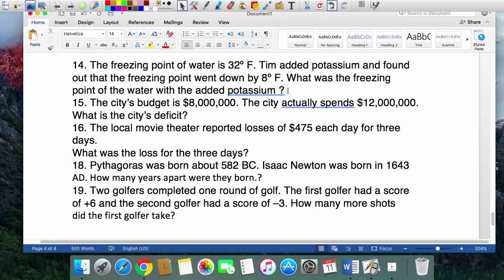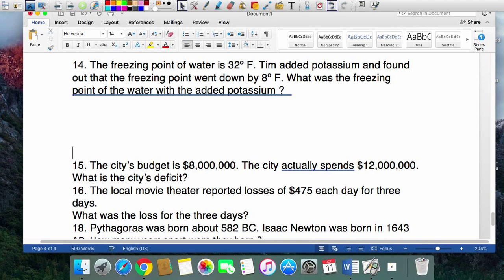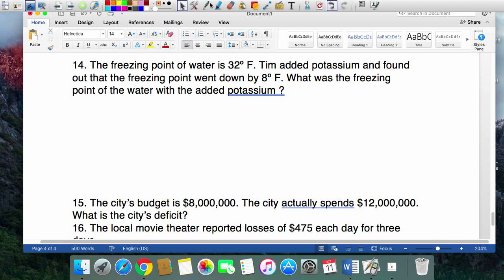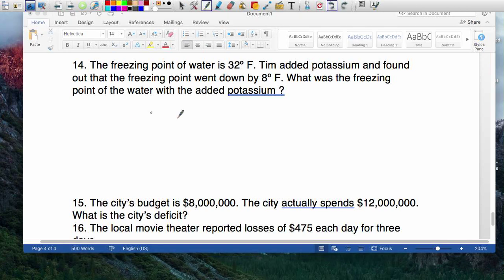14. Freezing point of water in Fahrenheit. I should have changed it to Celsius. It's 32. Tim added potassium and found that the freezing point of water went down by 8. So you're at 32. It's going to go down by 8, which is represented by negative 8. So what's the actual freezing point of water with the added potassium? So what's the start? It's going to be the change.